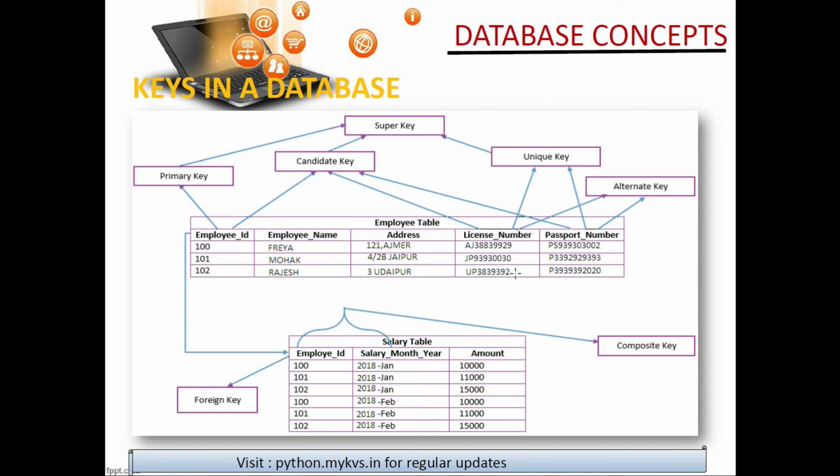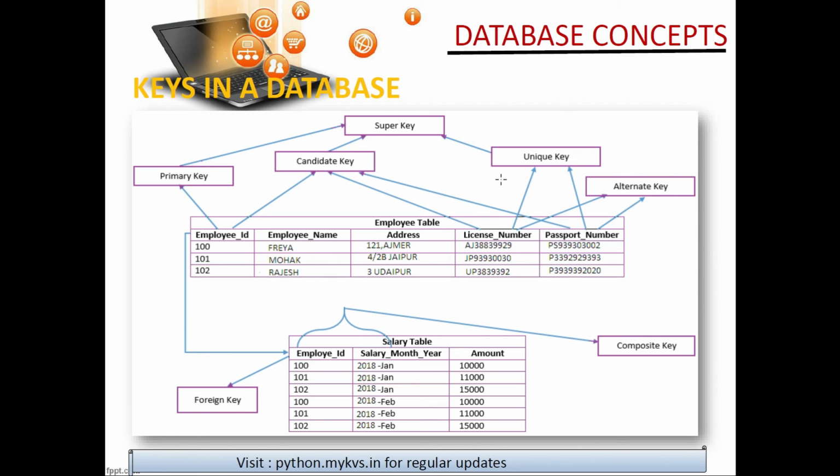It is possible. Here the employee ID has been chosen as the primary key. The driving license number and passport number are all unique in nature, but these cannot be the primary key, so they are termed alternate keys. You can see here clearly the alternate keys, and these two are also unique keys. Among these three unique keys, only employee ID has been chosen as the primary key. The license number and passport number cannot be the primary key, so they have become the secondary or alternate keys, and both have the nature of a unique key.